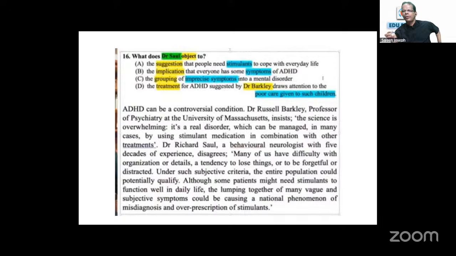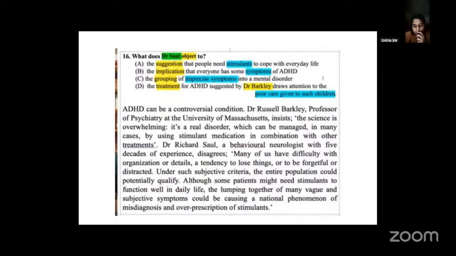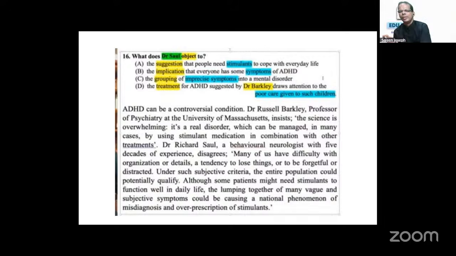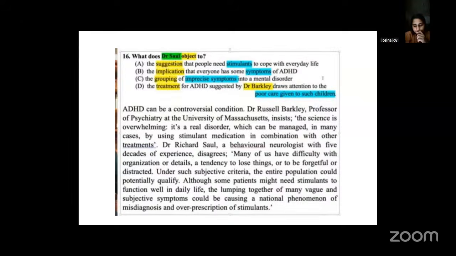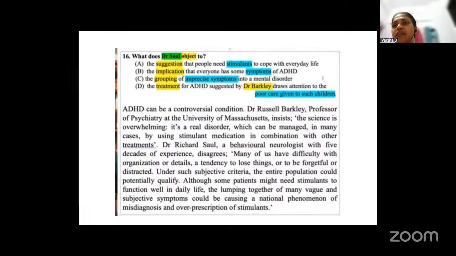Concept means the subject on which the option speaks. First one is about stimulants, second one is speaking about symptoms, third one again symptoms, fourth one treatment. Stimulants means a drug, a medicine, right? Am I right? Yes, Father.